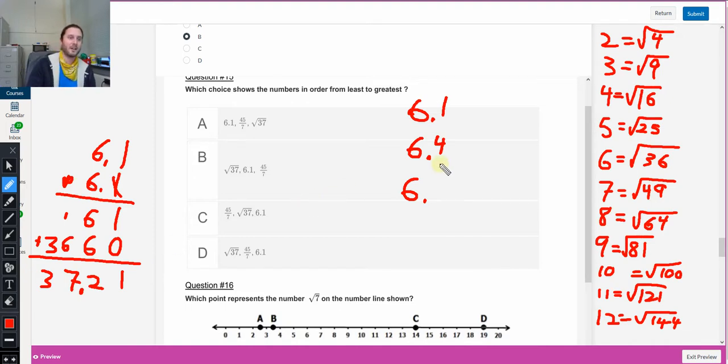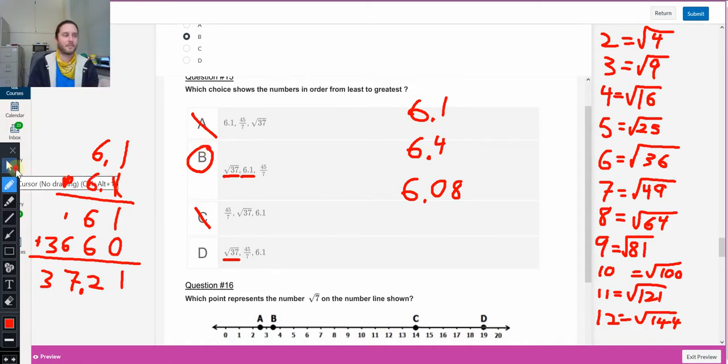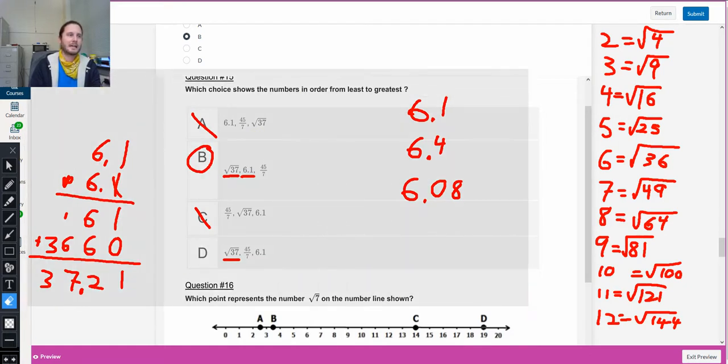So whatever this is, it's got to be 6.08, 6.09. Whatever it is, less than 6.1 or 6.10 because it's the same thing. So my answer should be that the square root of 37 comes first. So these are out. Square root of 37 should come first. Then 6.1 would be the next smallest. So for number 15, we would get B. All right? Really tricky, but this is how you would do it. You would experiment and try to see, is this number going to be small enough or big enough?